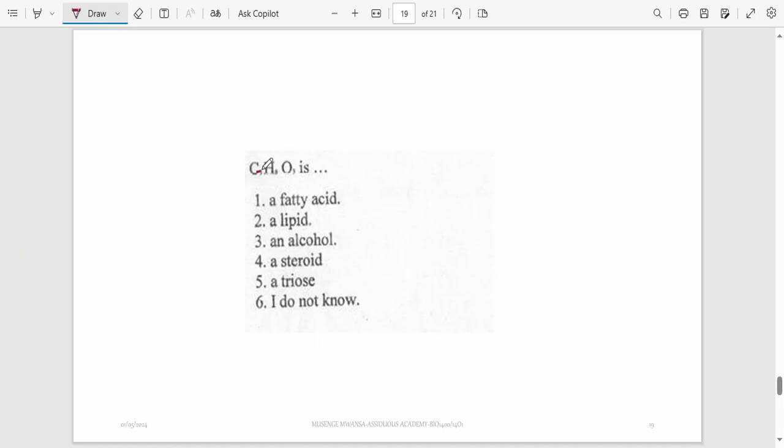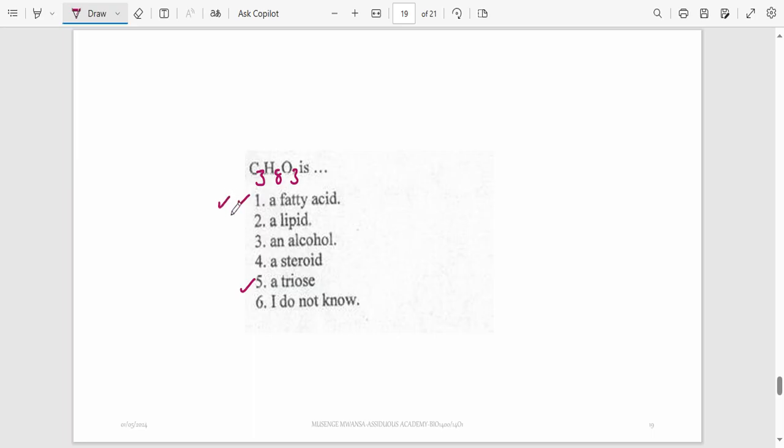Okay, and then here they've given us C3H8O3. C3H8O3 is a fatty acid, a lipid, an alcohol, a steroid, a triose. Which one would you pick? Okay, a triose, and then Ari says one. Anyone else? Okay, it will be one.